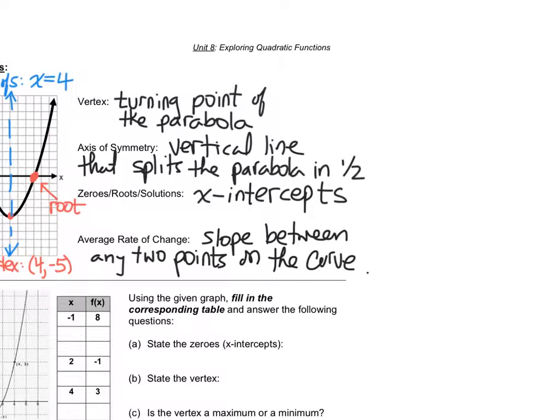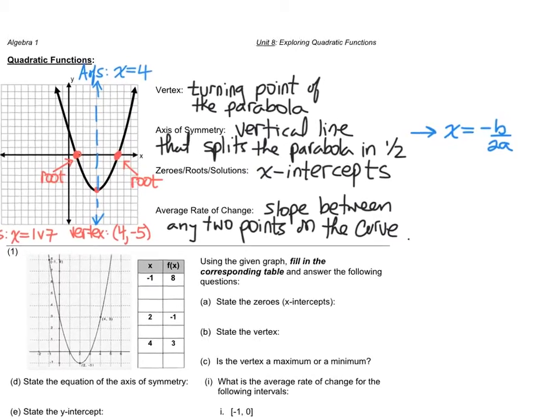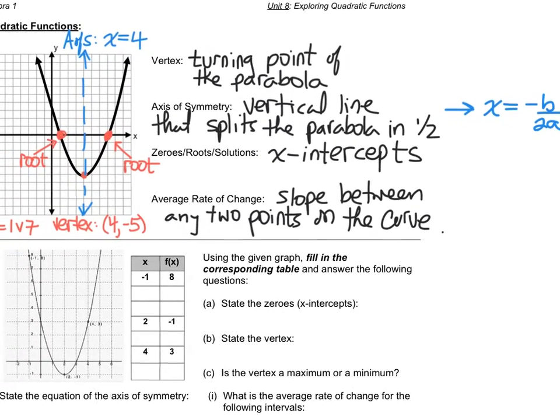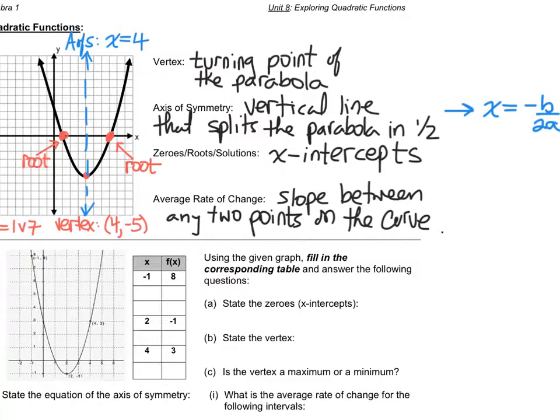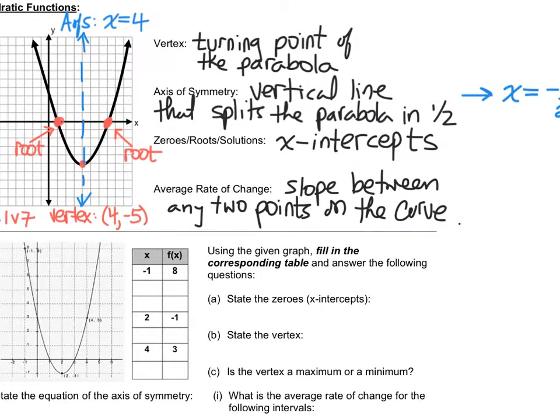There is a formula. It's a nice formula. Compared to some of the formulas that we work with, it's pretty simple. X equals negative b over 2a. This is for your axis of symmetry. We actually don't really need a formula for anything else. Or at least we don't need a new formula for anything else. Right, x equals negative b over 2a will get us the axis of symmetry.